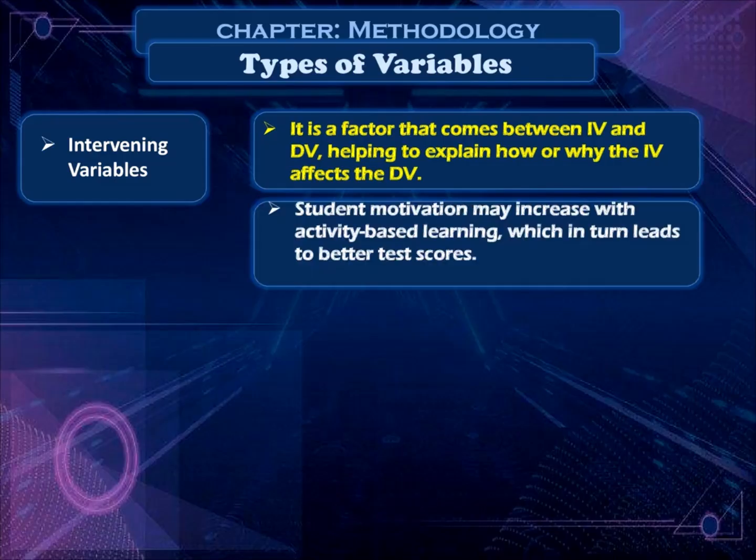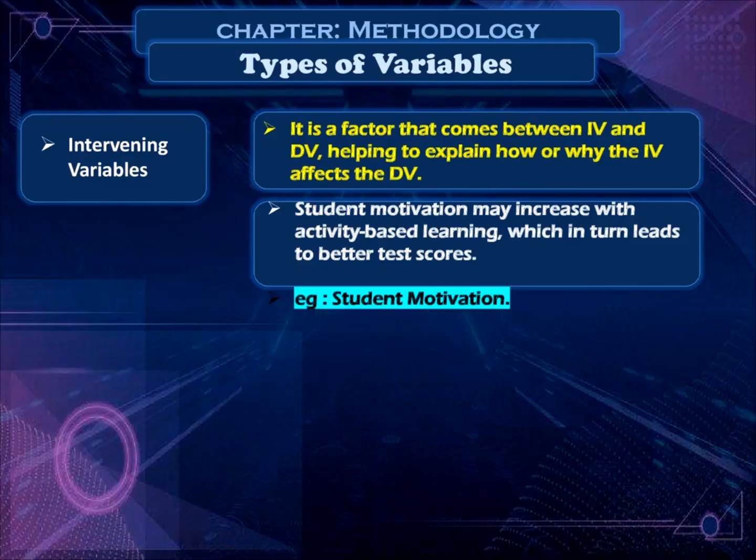So when you do research and do report, you have to sit down and think at what factors are intervening, so you can make a mention in your report, so that reader will better understand your study results. So student motivation may increase with activity-based learning, which in turn leads to better test scores. So student motivation becomes intervening variable. You are not measuring it, you are not doing anything, but in the back of the mind, you know that if the motivation increases, the results will increase.